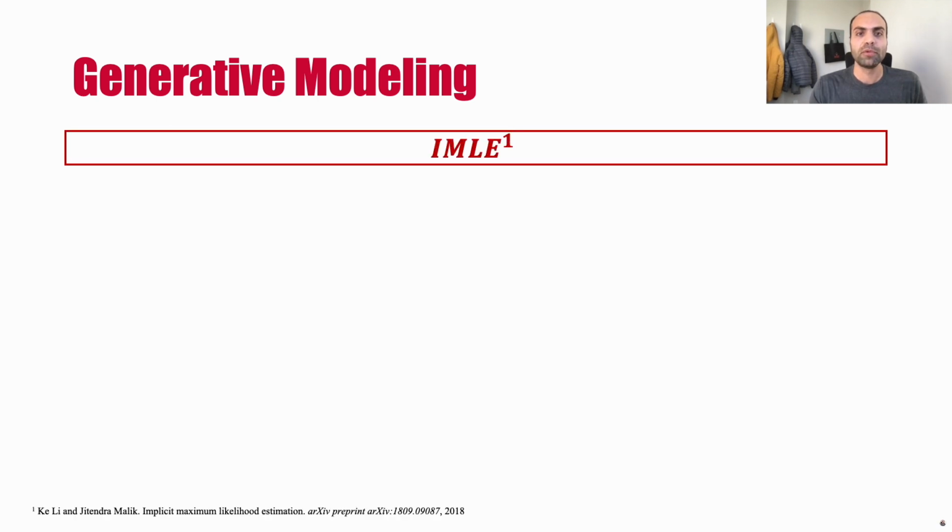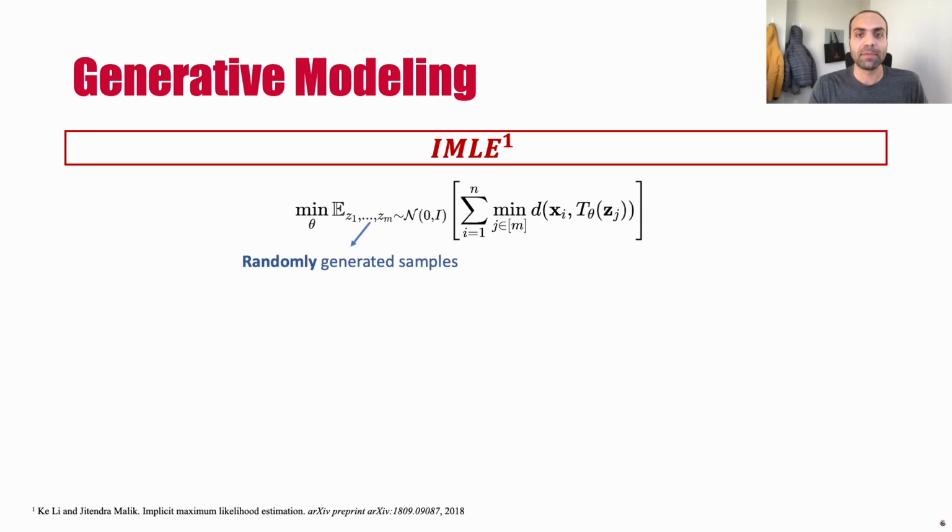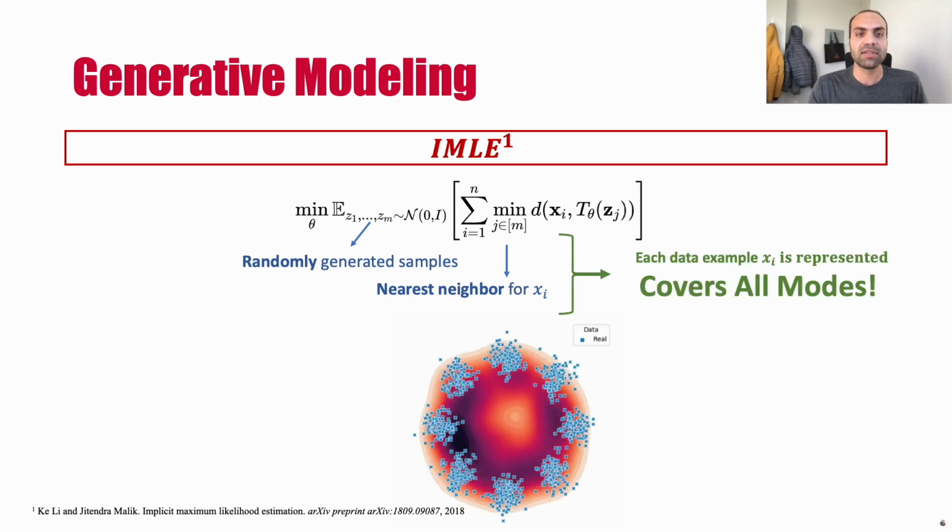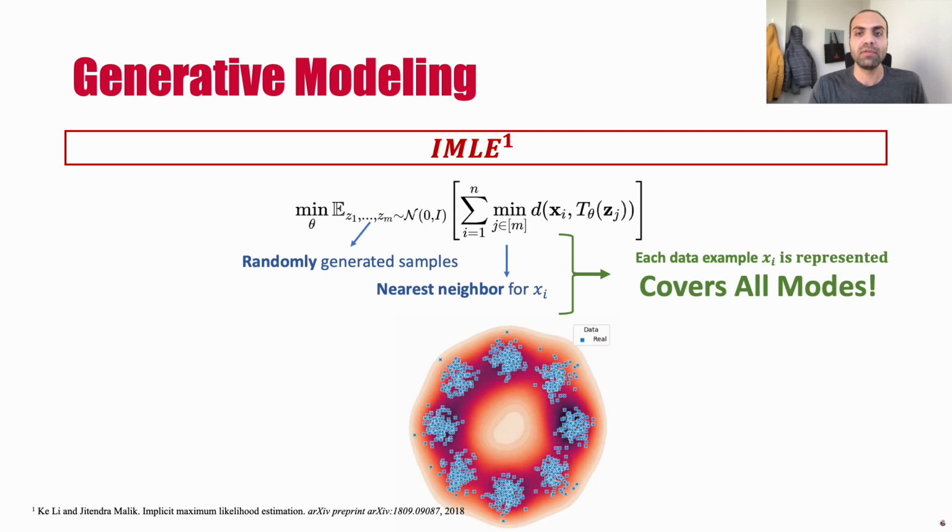A recently proposed method called implicit maximum likelihood estimation aims to tackle the mode collapse issue. The IMLE procedure involves generating a pool of random samples, finding the nearest neighbor for each data point among generated samples, and then adjusting the nearest neighbors to become more similar to their corresponding data point for a fixed number of iterations. This two-stage process is repeated until convergence. This procedure ensures that each data point has a similar generated sample, thereby covering all the modes.